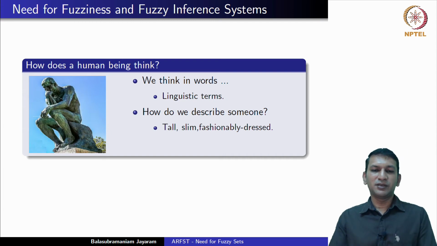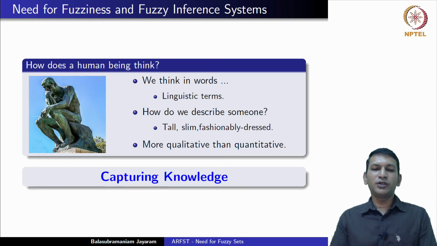Similar is the thing with being slim. And now coming to the last word, fashionably dressed. We'll know that this is a very time varying concept too. Not just subjective but contextual and time varying too. So all of this points out to this, that we perhaps think more qualitatively than quantitatively. Why is this important? Because we want to be able to capture knowledge. Knowledge comes from human beings, and if you want to capture them, you need a way of capturing this into a construct.